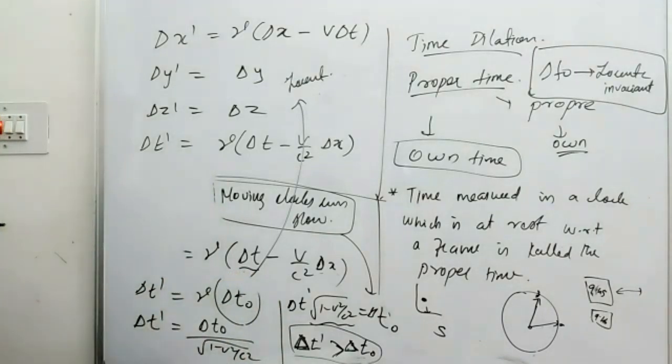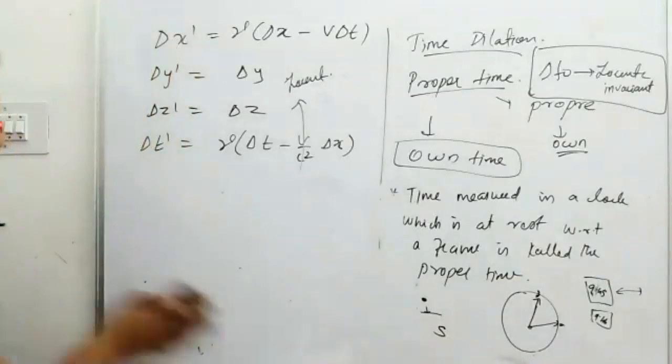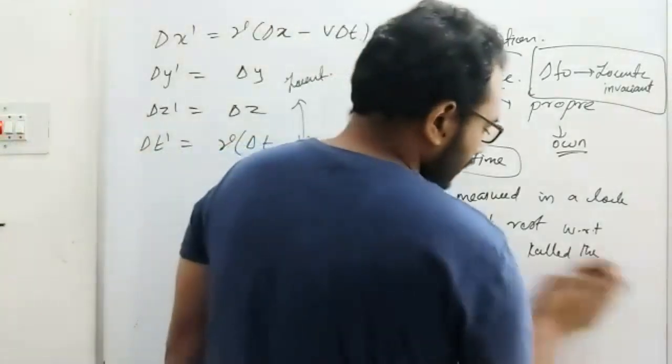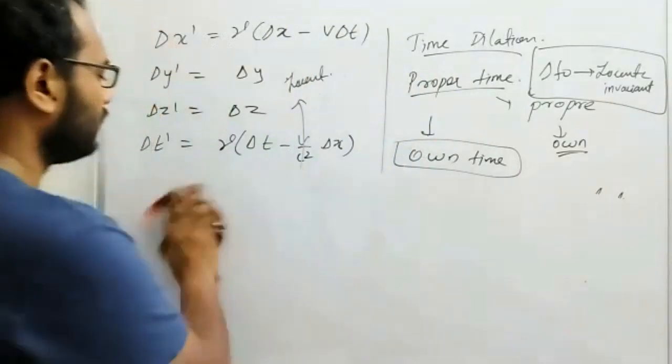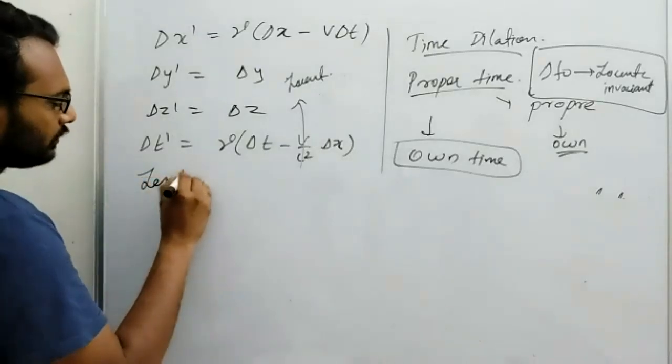I hope that's clear. We can use this relation to solve problems. Also, I want you to remember that the fact that this is Lorentz invariant is a very important thing. I will prove that this is Lorentz invariant. It's very easy to prove, but not now. There's also length contraction.